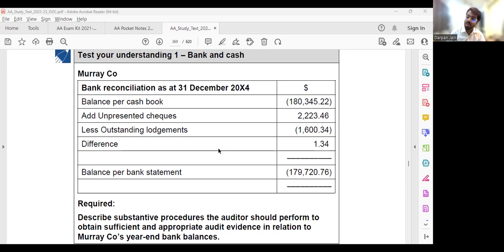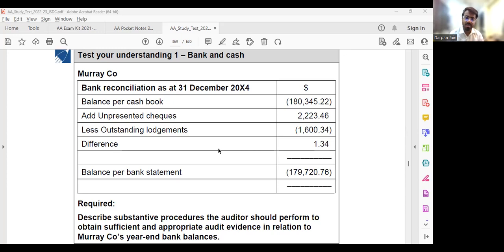Of course, you will have to remember all of the procedures, because a similar kind of question can be asked in the exam. In the exam also, they can ask you, describe audit procedures for bank balances. They can give you any BRS. It's not necessary that they have to give the same BRS, or they might not give you a BRS.